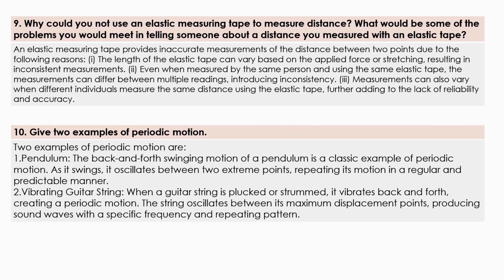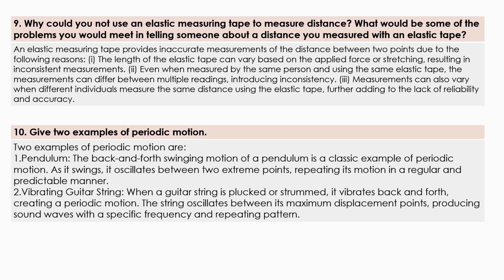Question number 9. Why could you not use an elastic measuring tape to measure distance? What would be some of the problems you would meet in telling someone about a distance you measured in an elastic tape? An elastic measuring tape provides inaccurate measurements of the distance between 2 points due to the following reasons.